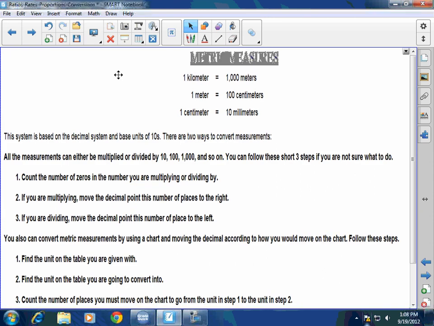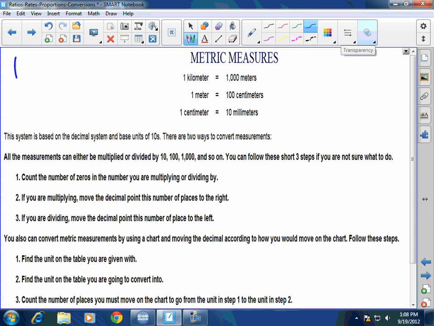Okay. Well, the metric measures. A kilometer, because remember we're dealing with King Henry died unfortunately, drinking chocolate milk. King Henry died unfortunately, drinking chocolate milk. Good way to remember that.